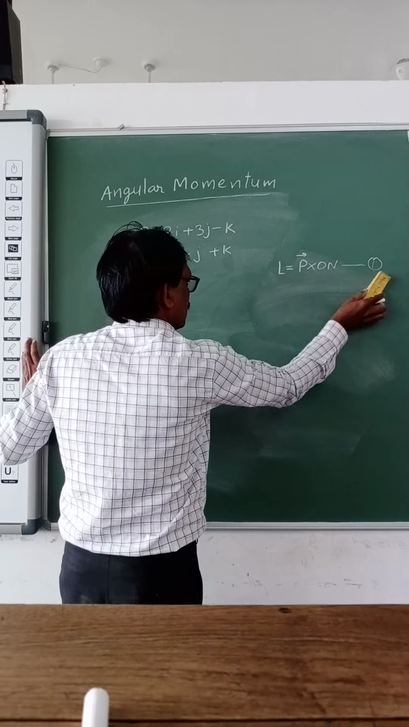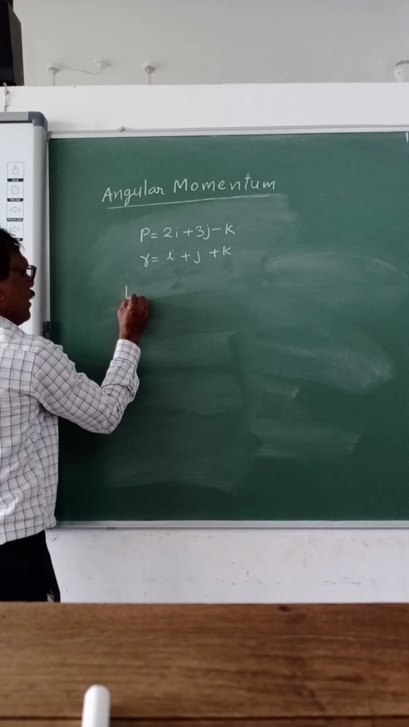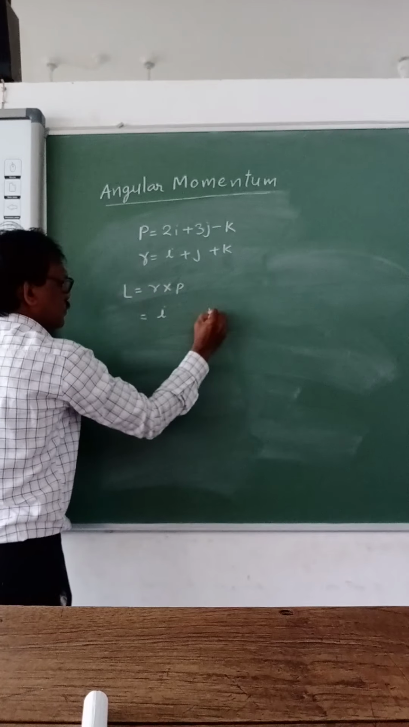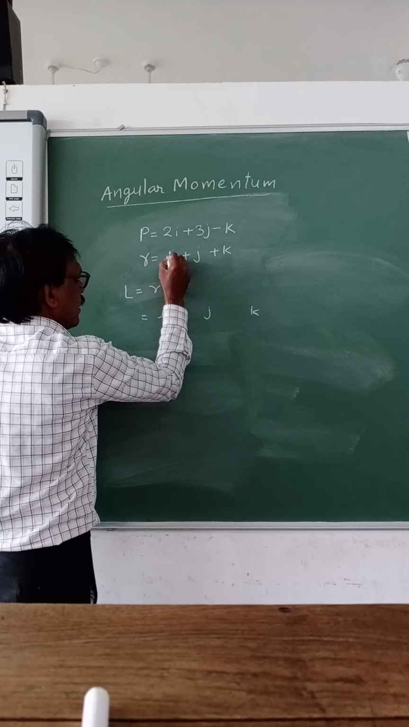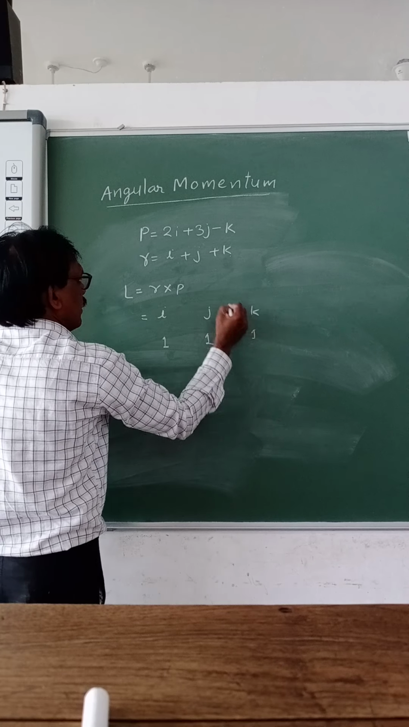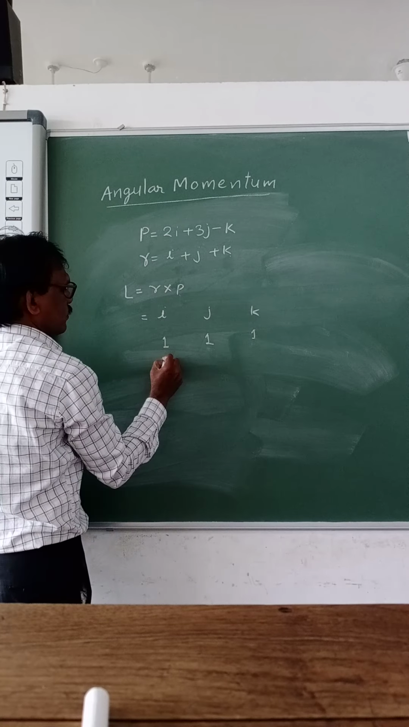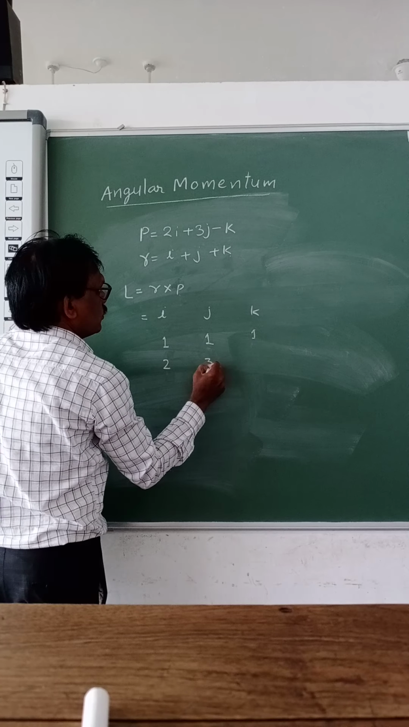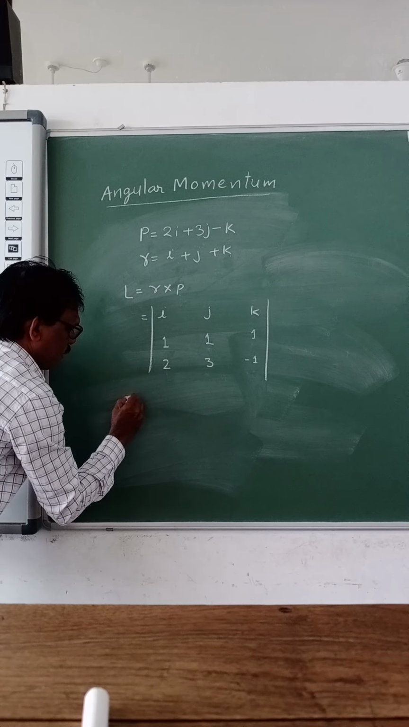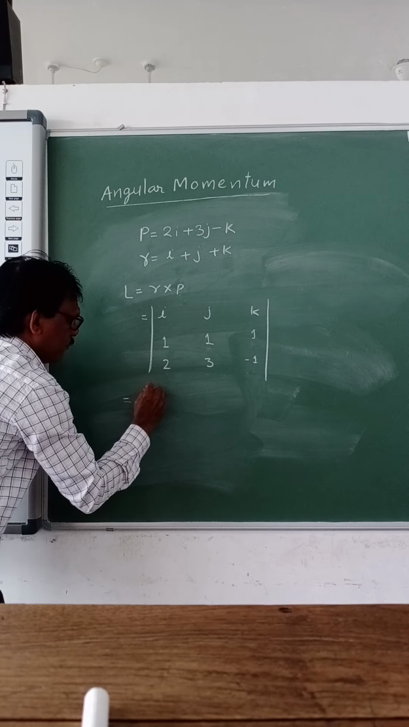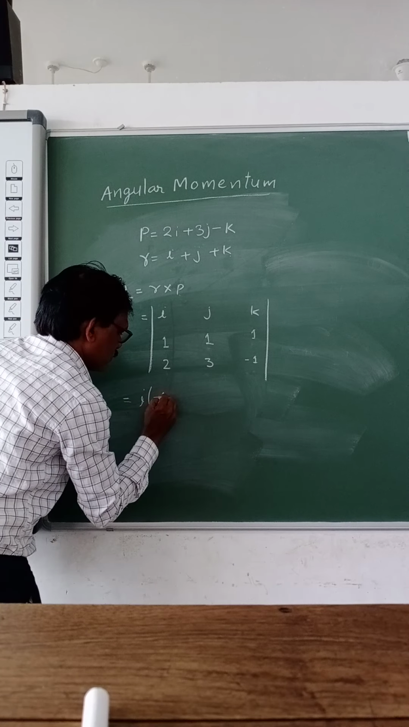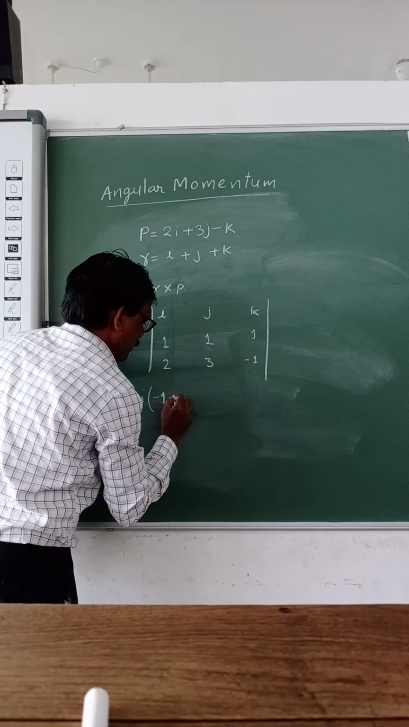In that case, the angular momentum will be given by L equals R cross P. We will put i, j, k, then 1, 1, 1 for R, and then P is 2, 3, minus 1. Then by the matrix method, for i, we leave this column and this row: 1 into minus 1, minus 3 into 1, so it will be minus 4.